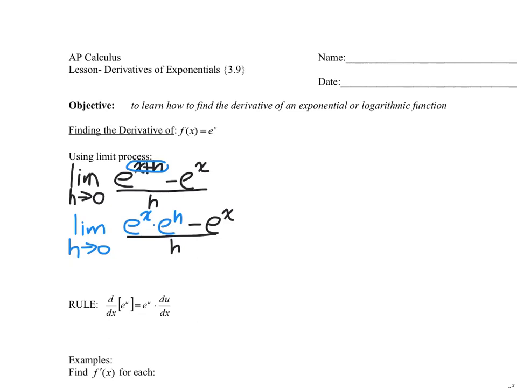The reason why we do that, or we would think to do that, is because now I have a common factor of e to the x. It doesn't have an h in it, so it can come out of the limit completely.